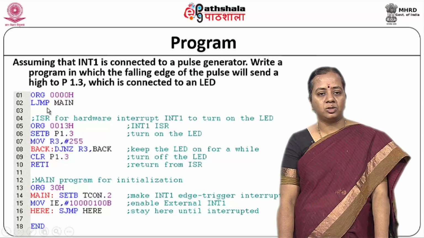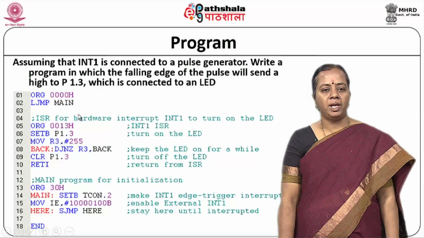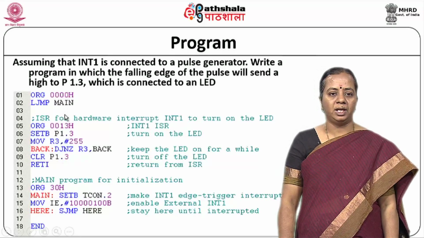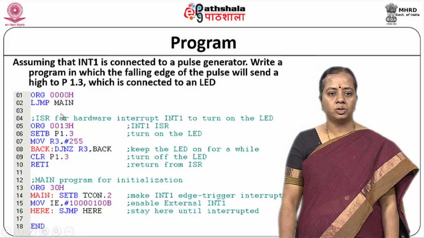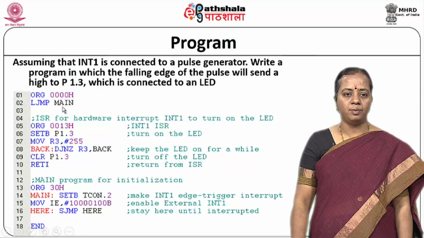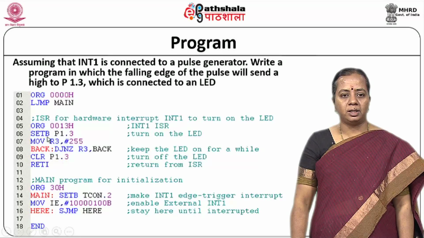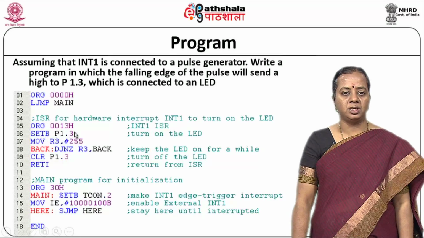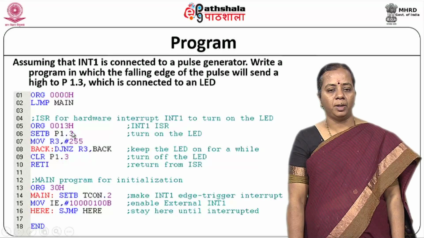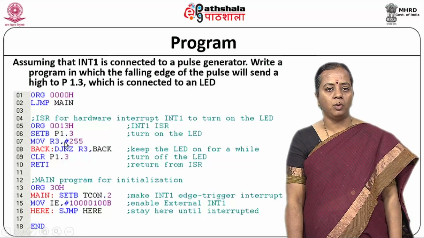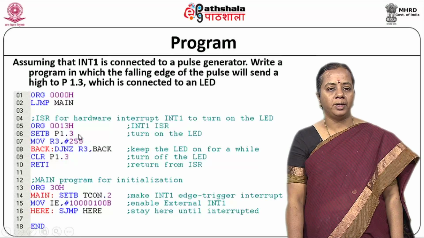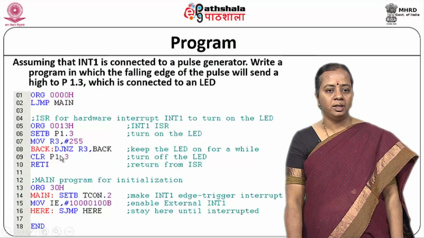As usual ORG 00 is there, and the main program is not written immediately; LJMP main is given, so the system identifies that main is written somewhere farther away. At 0013H, that is the interrupt 1 vector, we have SETB P1.3. Once invoked, it comes here. The LED pin connected to P1.3 is set to 1, retained for 255 clock cycles, and then cleared.